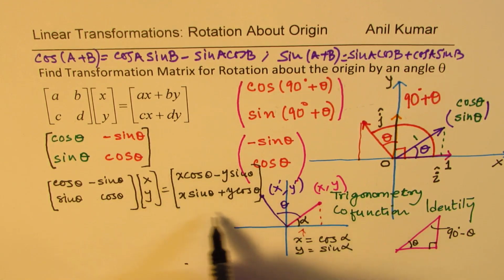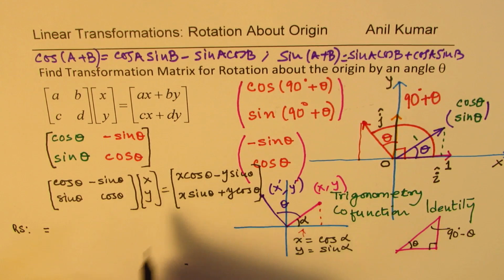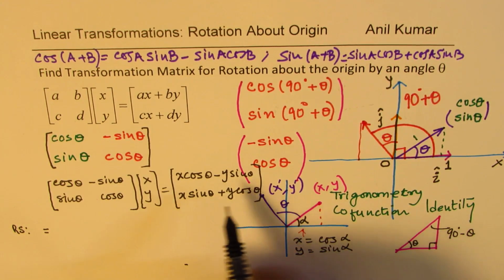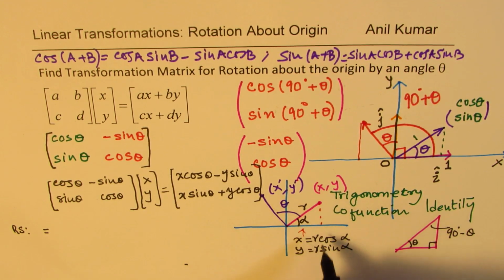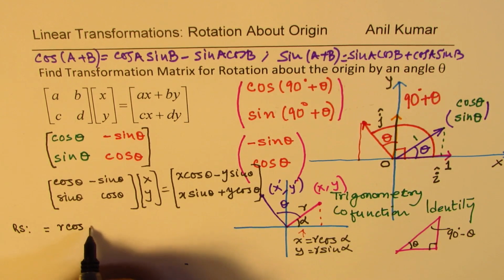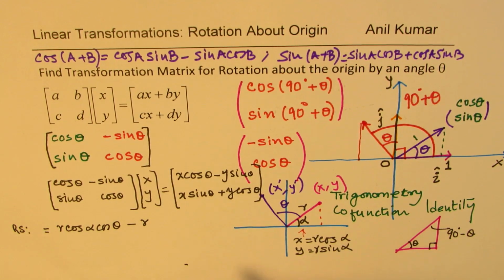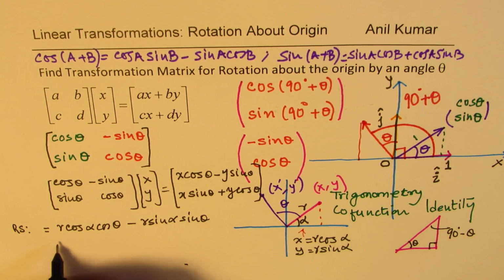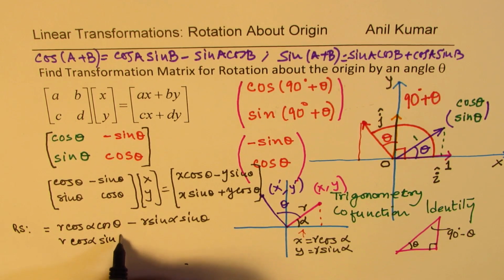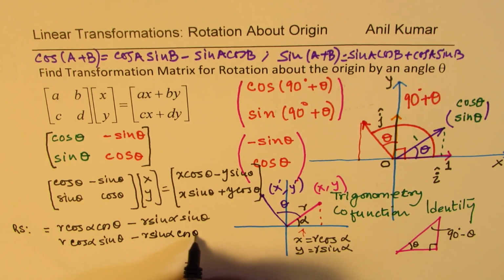Substituting these here, what do we get? Let me write the right side here. x will be, I could say r, if r is my length, so r times cos alpha times cos theta minus r times, since y is sine alpha, r times sine alpha sine theta. And y' becomes r times cos alpha sine theta plus r times sine alpha cos theta, correct?